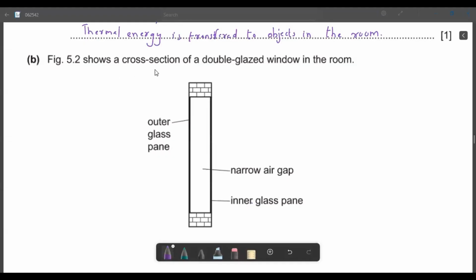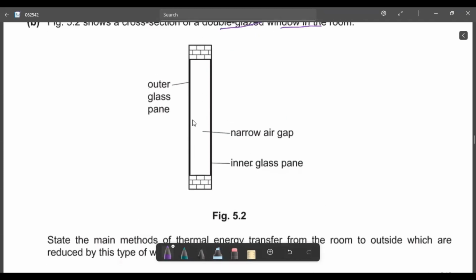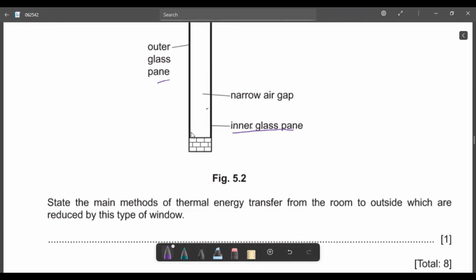Figure 5.2 shows a cross-section of a double glazed window in the room. The outer glass pane is shown, a narrow air gap is there, and the inner glass pane is shown. State the main methods of thermal energy transfer from the room to outside, which are reduced by this type of window.